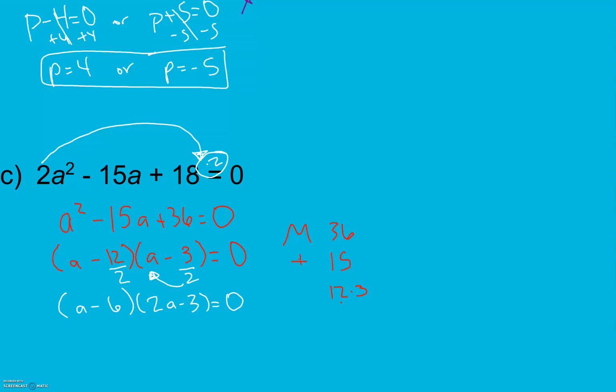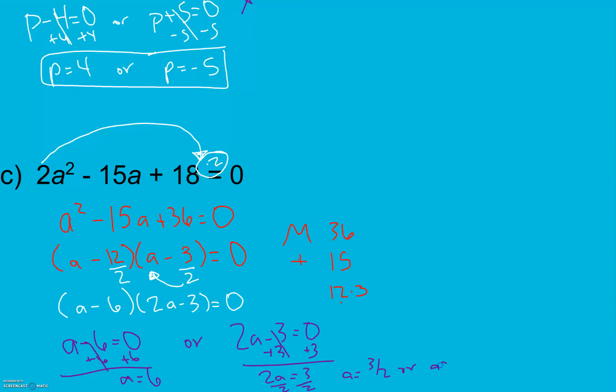Now, zero product property says the only way we can multiply to 0 is if one of our factors equals 0 or our other factor equals 0. And then solve. Here I'm going to add 6. I can add 3 first, adding or subtracting first, and then multiplying or dividing. So here I get 3/2 or 6.